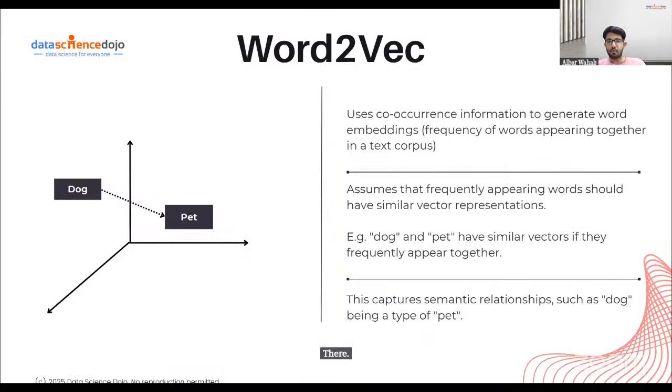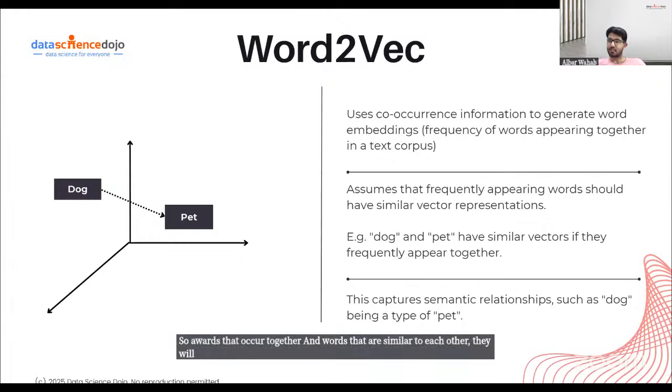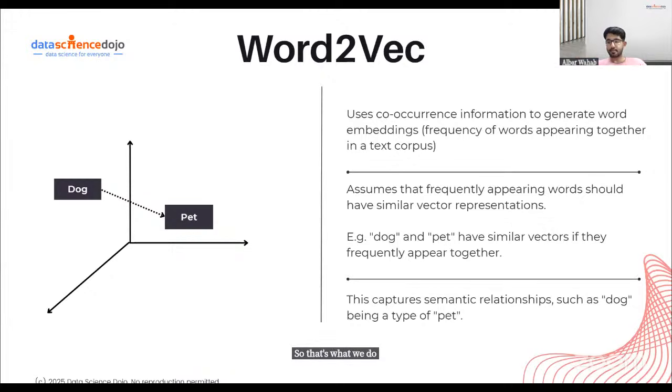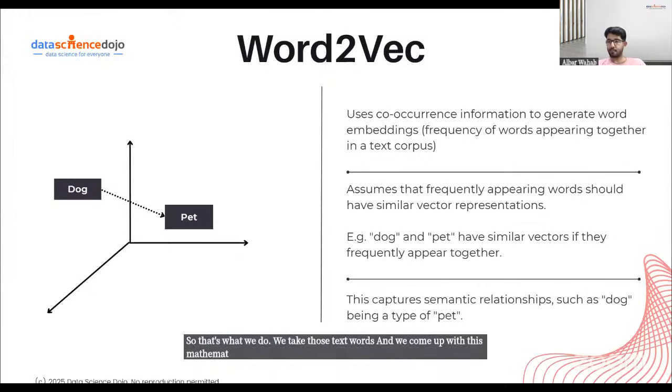Sorry, I think my voice was breaking up. So let me repeat. Words that occur together and words that are similar to each other will end up having similar representation. So that's what we do. We take those text words and we come up with this mathematical representation for them.